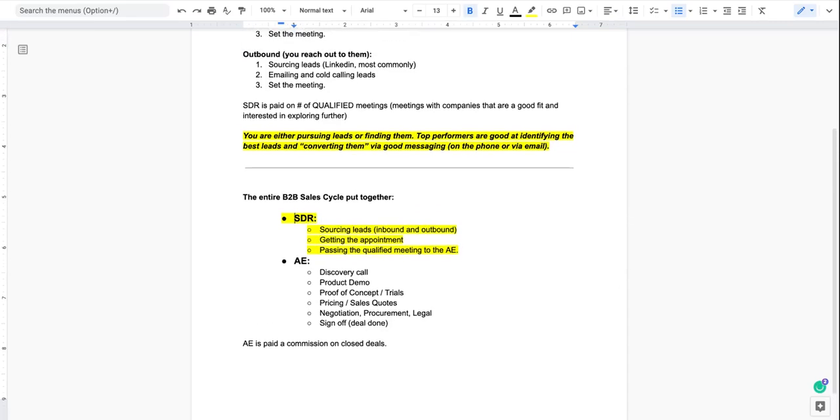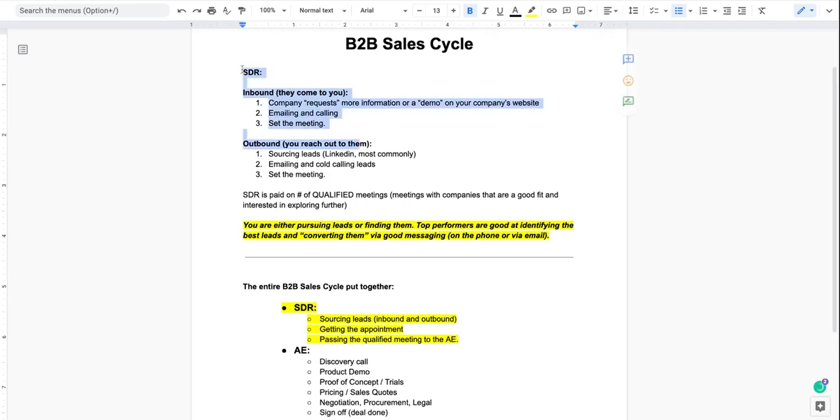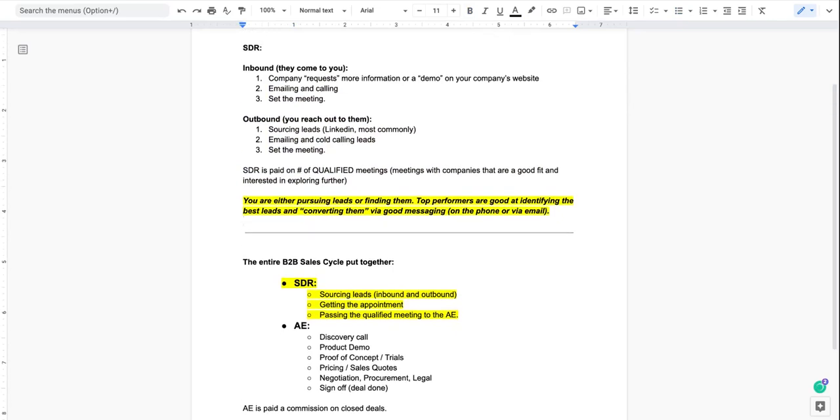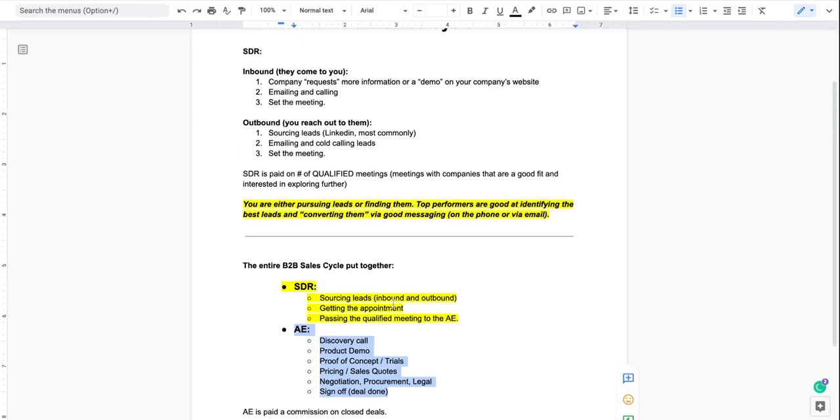But in a nutshell, that's what the B2B sales cycle looks like. And in particular, as an SDR, you'll be getting your hands dirty in those initial stages of the sales cycle. You really don't touch on these AE parts until you get that promotion. You will get to listen in on some of these meetings, but really your full focus will be on sourcing the leads, talking to prospects, making sure that they're a good fit, and then if so, passing them on to the AE so they can do their job. And that's it.